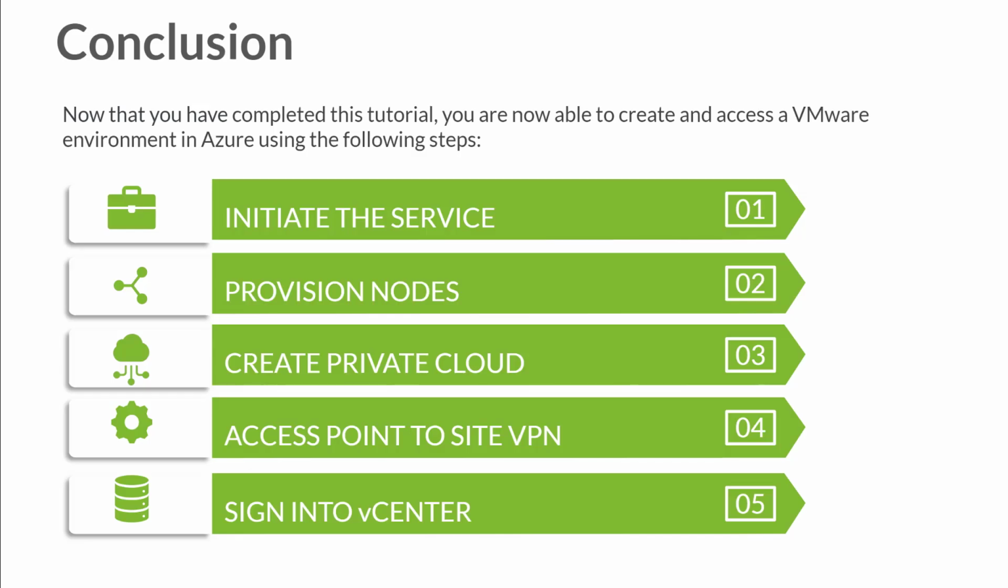In this tutorial, we created and accessed a VMware environment in Azure. To accomplish that goal, we first initiated the service on the Azure portal, then purchased nodes, created a private cloud, connected our on-premises to CloudSimple using point-to-site VPN, and finally, we signed into vCenter.